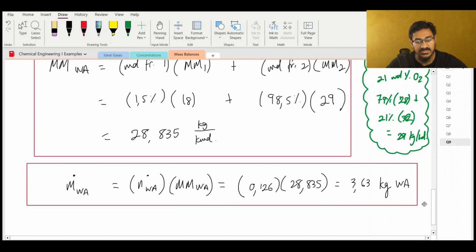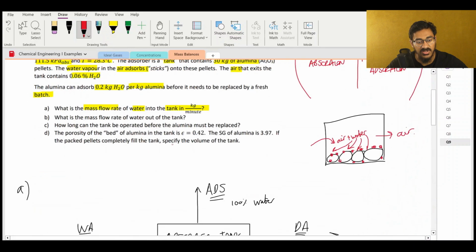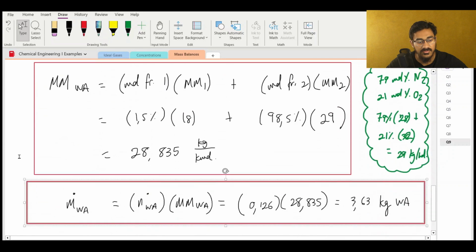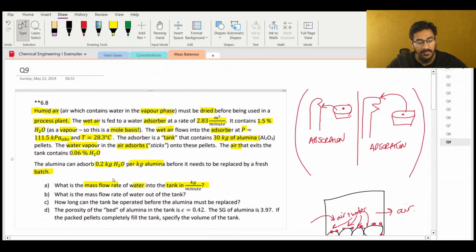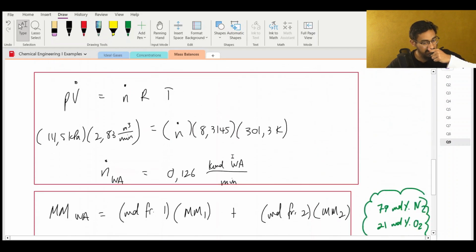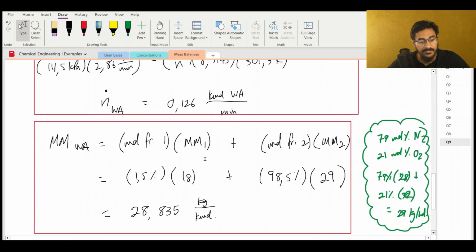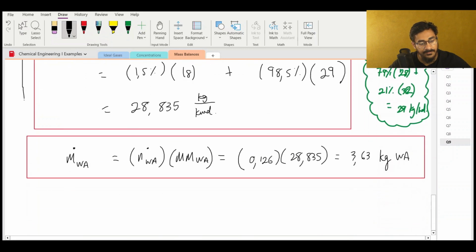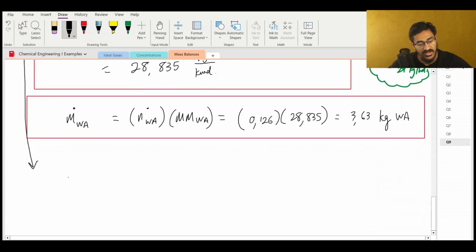But now I see, if I go back to the question, it asked me, what is the mass flow rate, not of wet air, but of water into the tank in kilograms per minute. So I apologize. I didn't make a mistake, but that's not what the question is asking. They want to know how much water is in the air. So I'm going to start from here. I know the number of moles of wet air, right? And let's write this down. But it's okay. We just did a little bit of extra calculations.